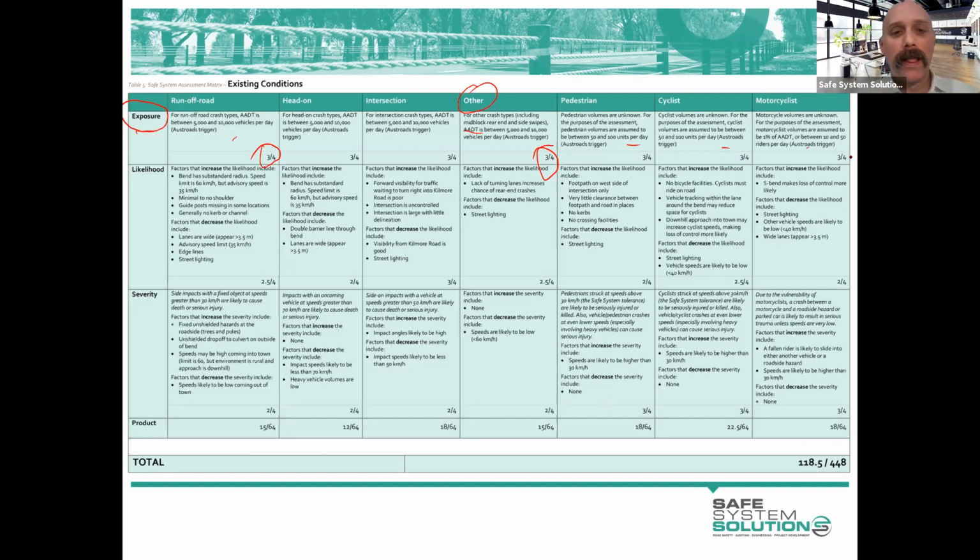So there you go. Likelihood, you can see here, it's got these 2 groups: factors that increase the likelihood of crashes, factors that decrease the likelihood of crashes. And they're dot pointed out. And you can dot point as many as you want. And dot points there. And then there's a score. Okay, and this one's got a 2.5.